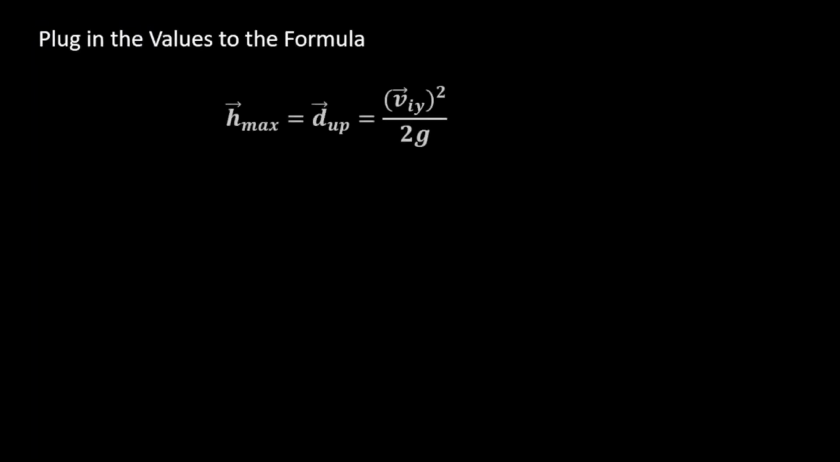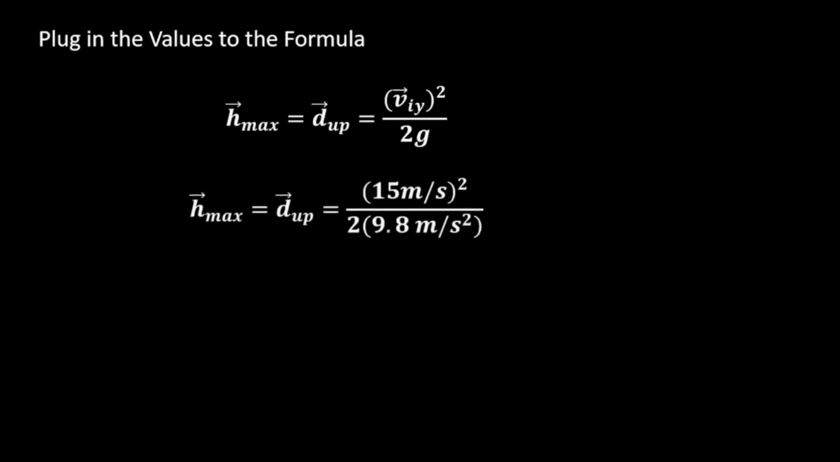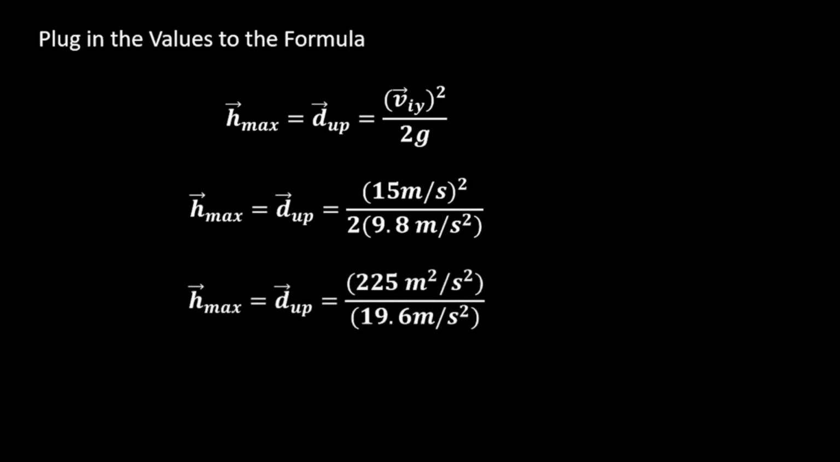D up is equal to v sub i squared, divided by 2 times g. H max is equal to 15 meters per second, raised to the power of 2, divided by 2, times 9.8 meters per second squared. Simplify. Now we have the value for the maximum height reached by an object, which is 11.479 meters.